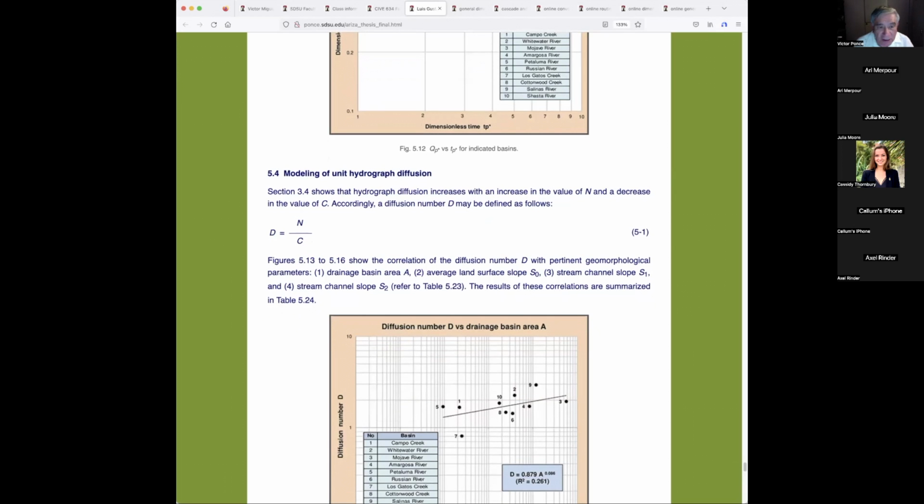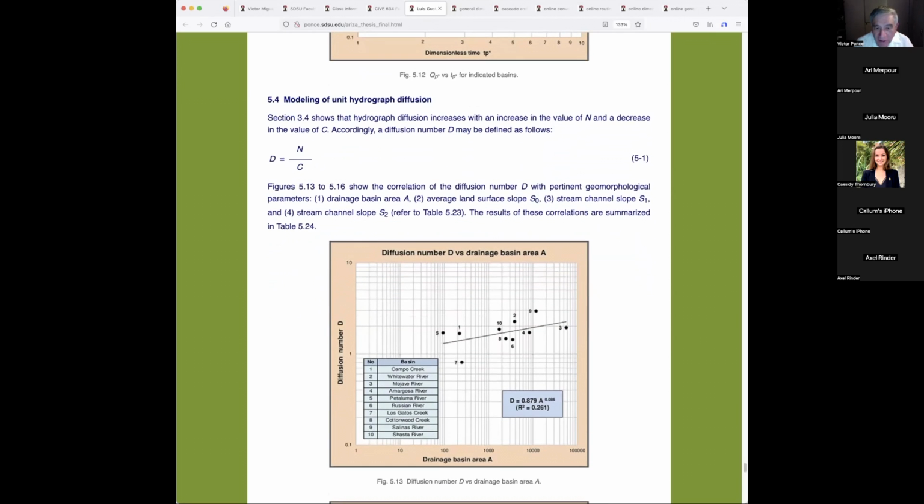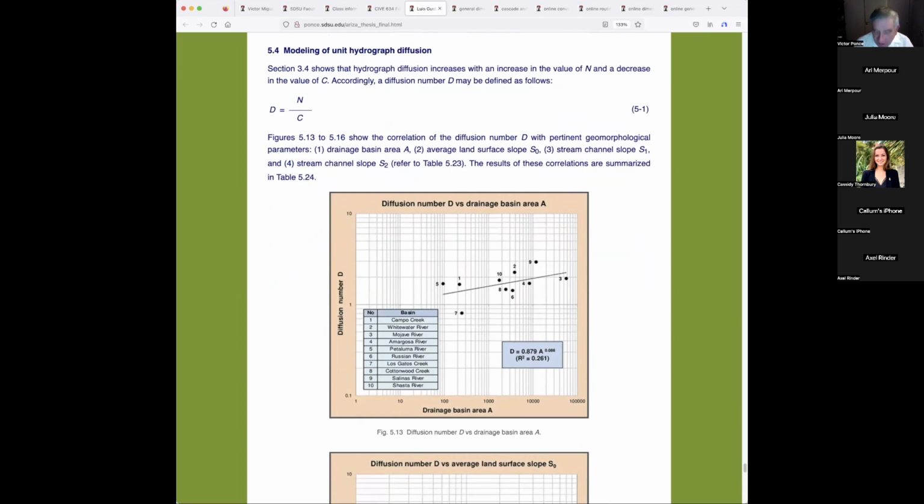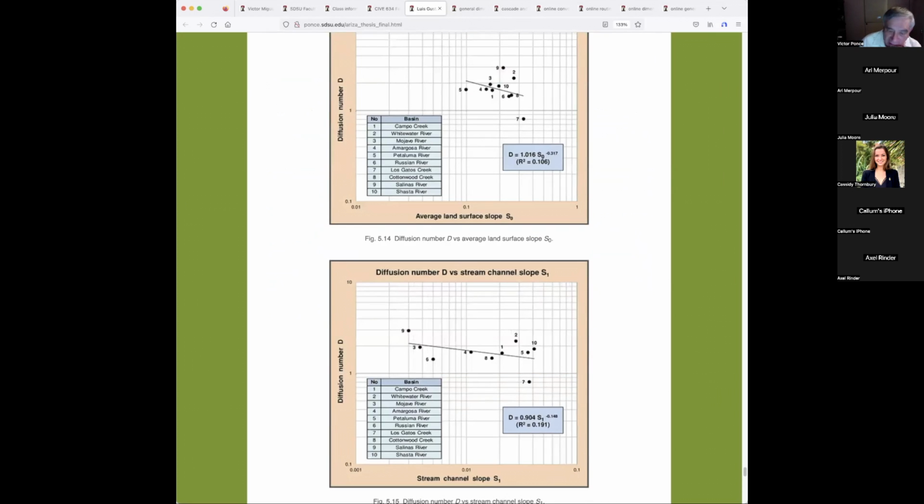And then he created this diffusion number, which is the division between the number of reservoirs and the Courant number, and then diffusion number versus drainage area. These are just plots, empiricism at the end of a conceptual model, which is good. You should do a conceptual model and then come up with some empiricism, not the opposite. The opposite is no good. Don't start with empiricism because you'll never end.